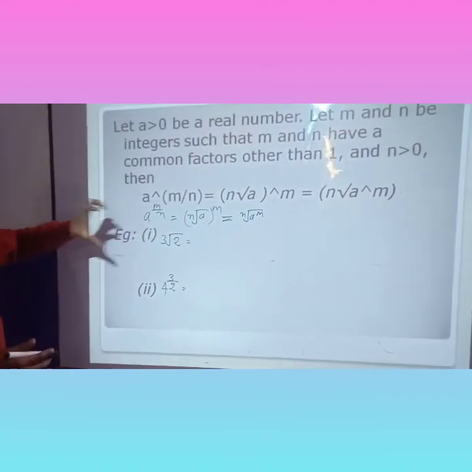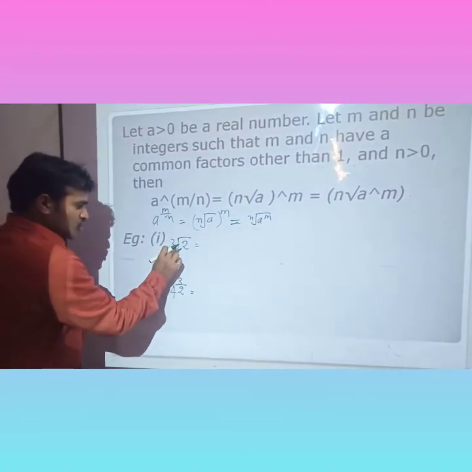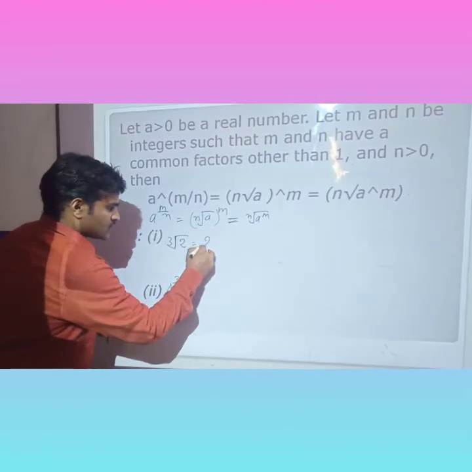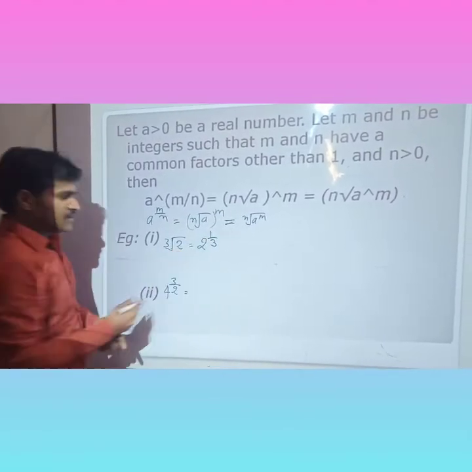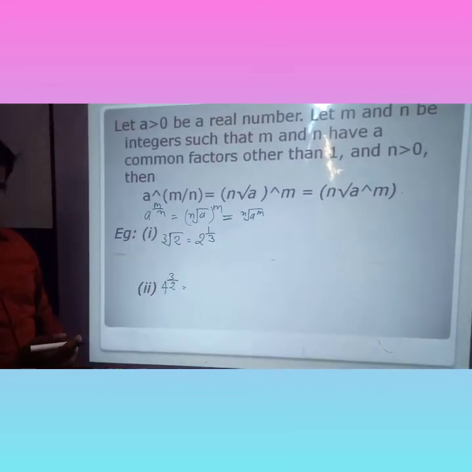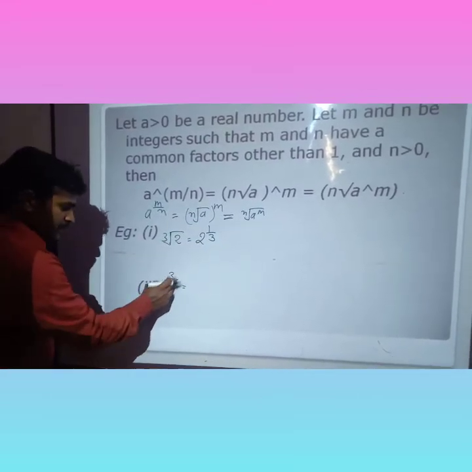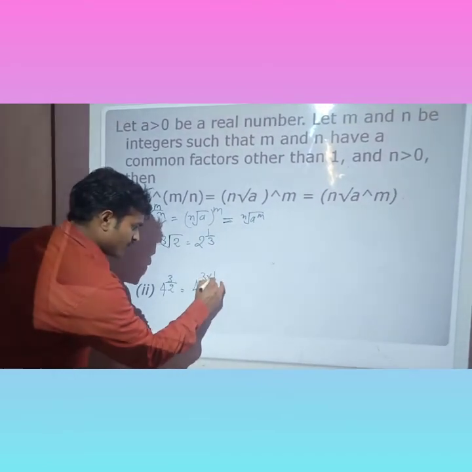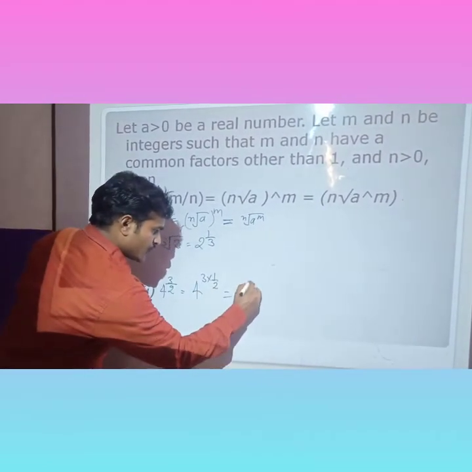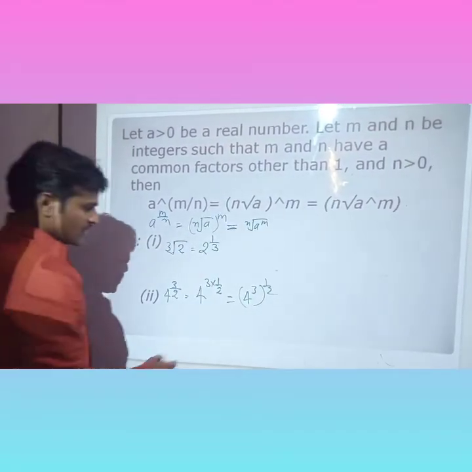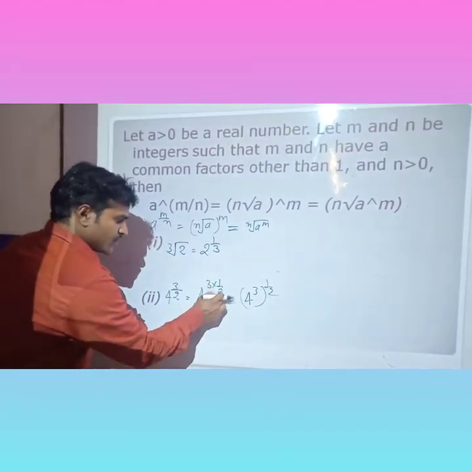Now let's see an example. Cube root of 2 means 2 power 1 upon 3. Like 4 power 3 upon 2, so we may write 4 power 3 into 1 upon 2. It means (4 cube) whole power 1 upon 2.